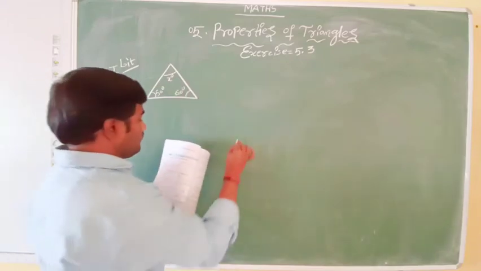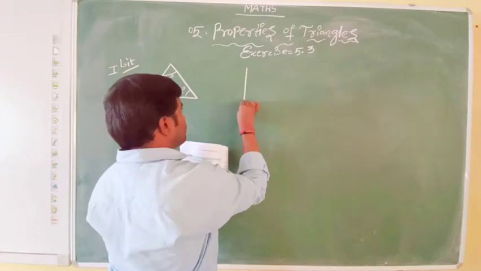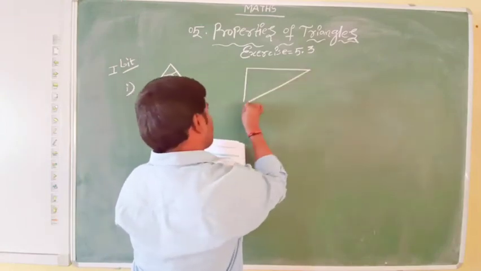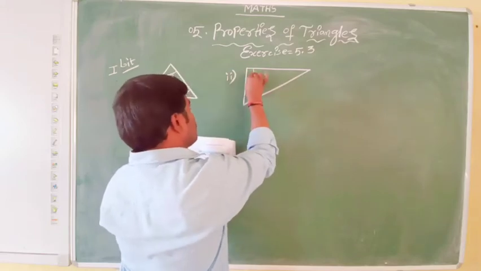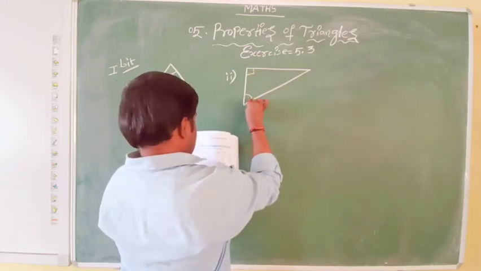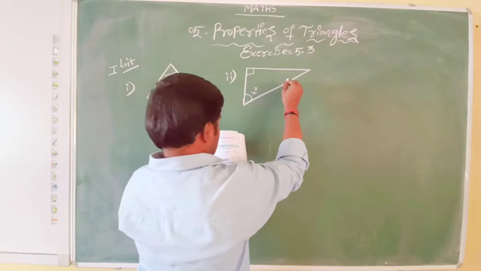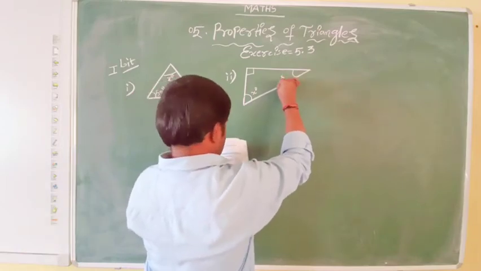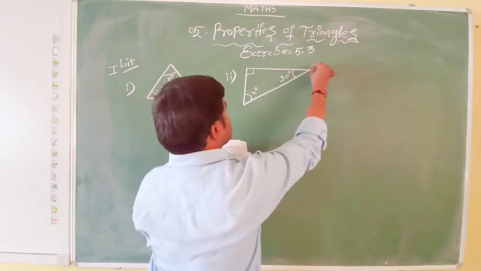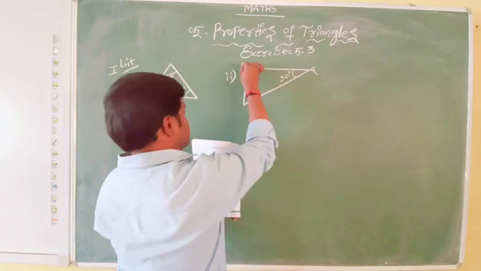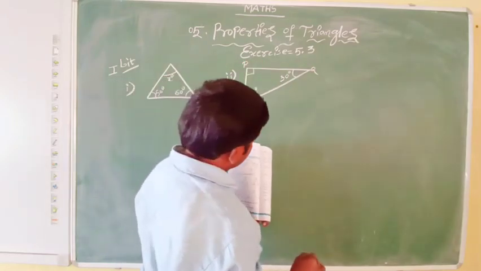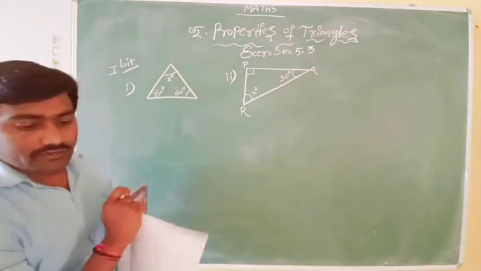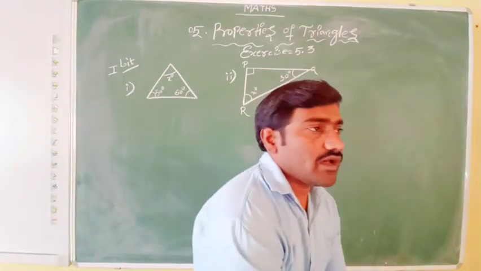Okay, then the second one. This is the second one. Here they have given x degrees, and here we need to find it. Here they have given 30 degrees. It is Q, it is P, and it is R. Next, the third one you need to do. Then let us find out the x value.